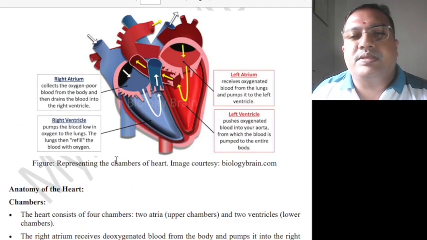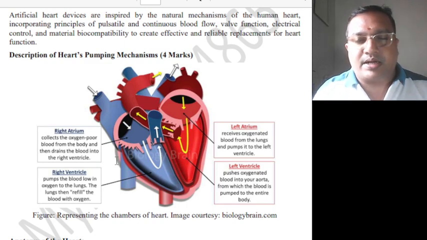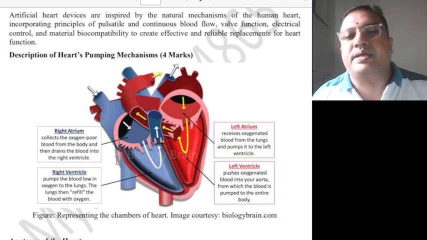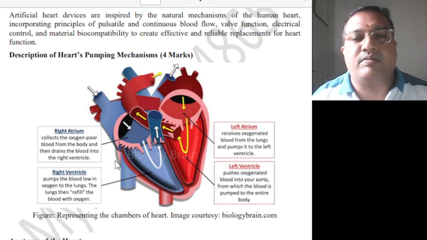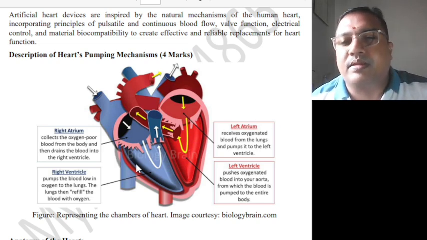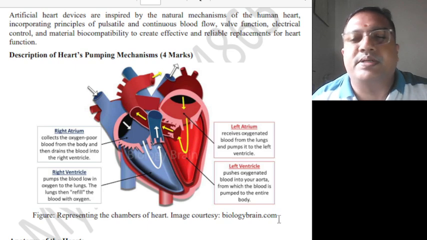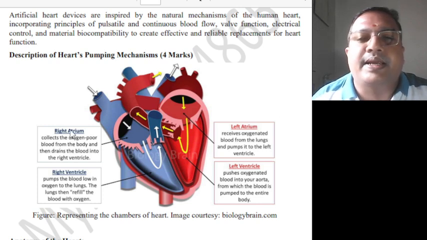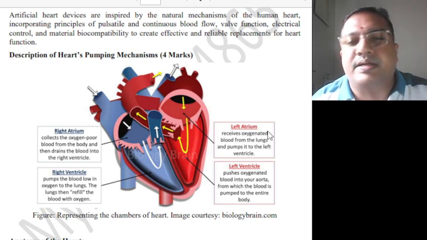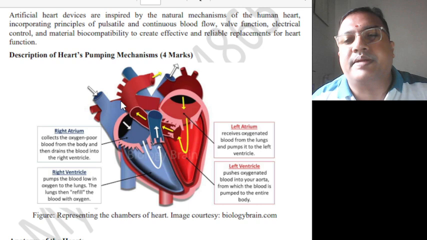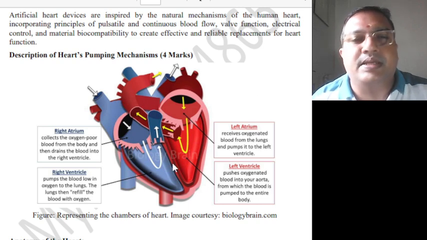Okay, so this is the anatomy of a heart. A very good image, which I also used in my previous year's notes. I took it from biologybrain.com. It has a right atrium, left atrium, right ventricle and left ventricle. The atrium is the upper side and the ventricle is the lower side of the heart.